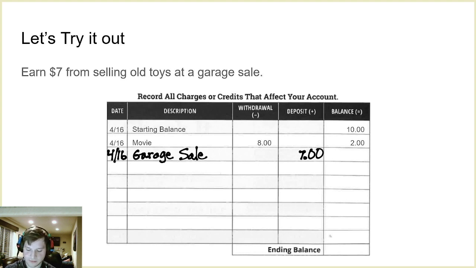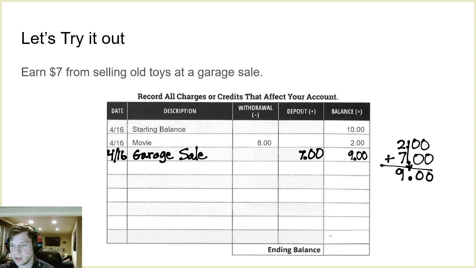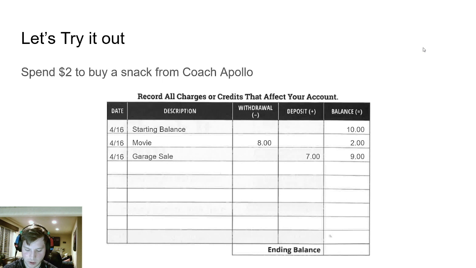So now we have to add. I have $2. I'm going to do this over on the side so that my check register looks really nice. Plus $7. 0 plus 0 is 0. 2 plus 7 is 9. And those decimals drop straight down. So now I have $9 in my account. I'm going kind of quick. If you need to, feel free to pause the video to catch up with me. I'm just trying to keep this video as short as possible.